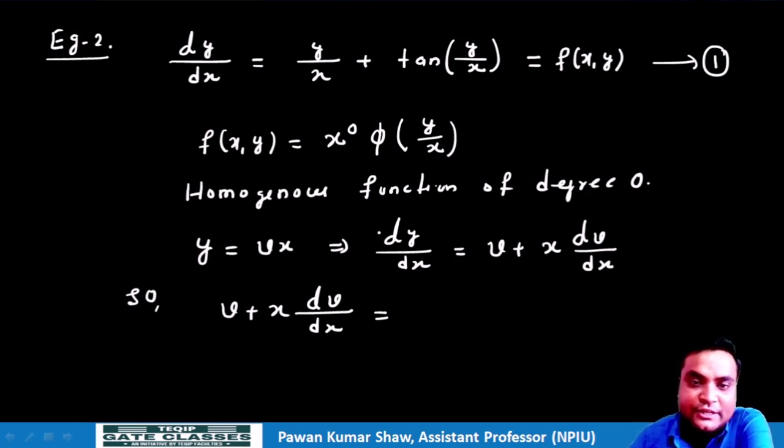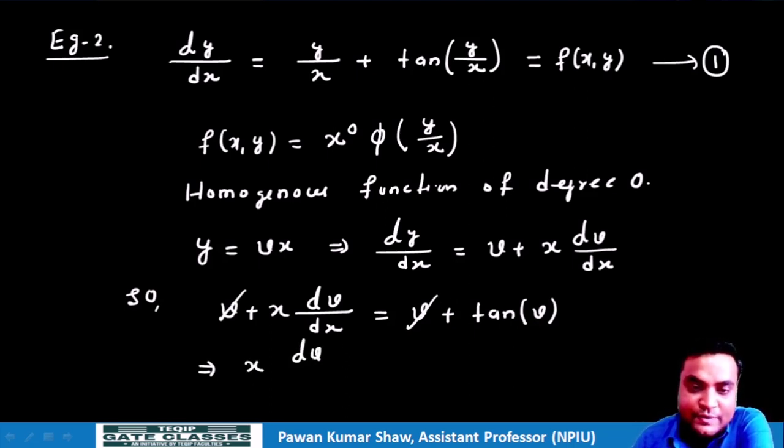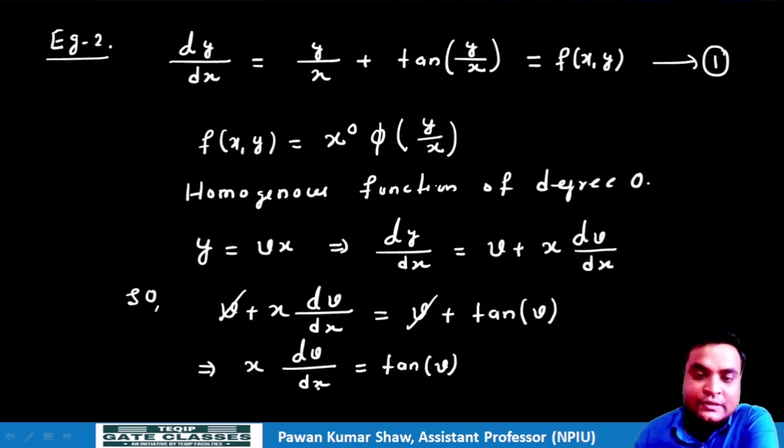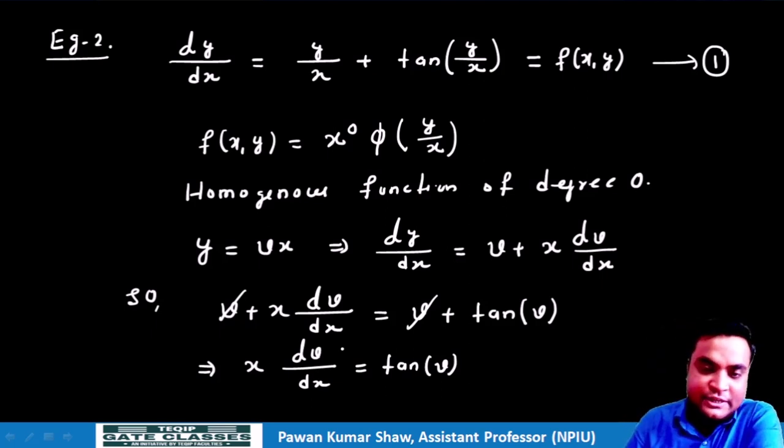So y by x, if you replace y equal to vx, y by x will be v plus tan of v. Now if you notice, the v on the left hand side and the v on the right hand side will cancel, so we are getting x dv by dx is equal to tan of v. Now we can separate the variables in terms of x and v.